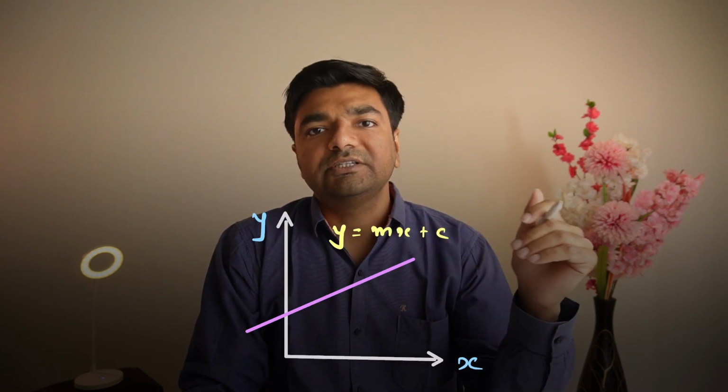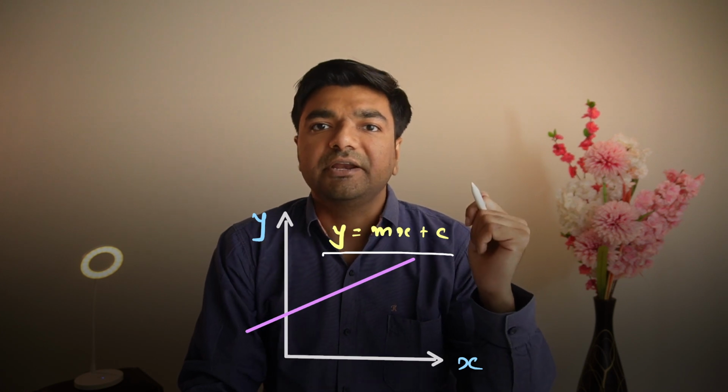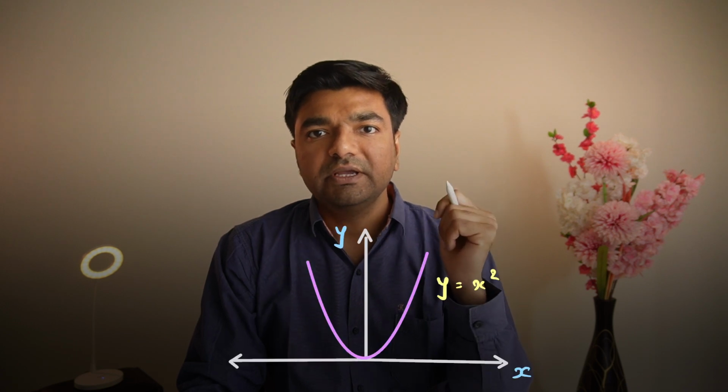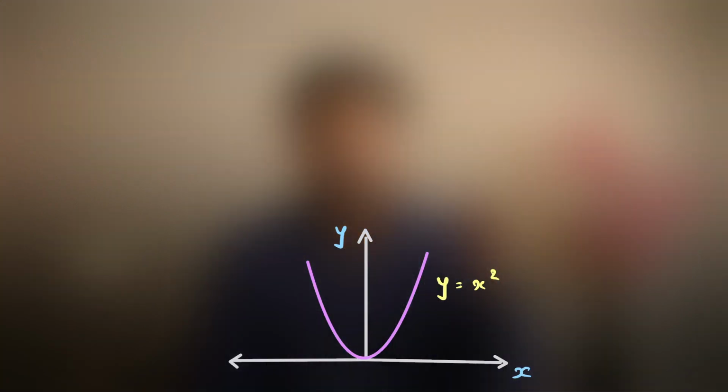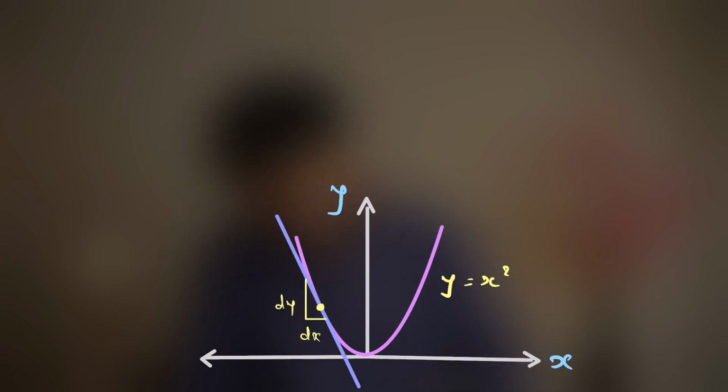You may have heard this equation y is equal to mx plus c. This is the equation of a straight line. And if I want to plot the equation y is equal to x square, then I will have a curved plot. Now suppose this is the cost function and we want to find the minima of this function. For that purpose, let's start with any point. Draw a tangent line there. Find the slope of that line. And that slope is also known as the derivative of a function at a given point.